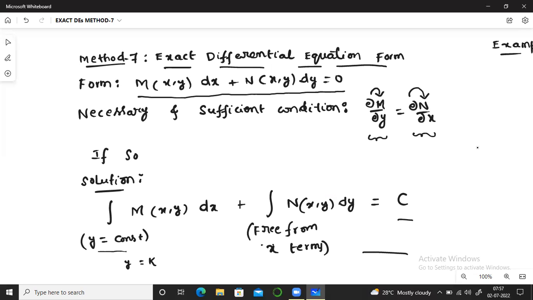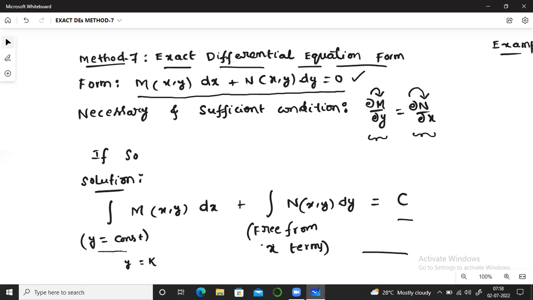Once the given differential equation is available in this form, you calculate dou M by dou y, you calculate dou N by dou x, and you check whether both are equal or not. If both are equal, then the solution is simple, because it comes under exact form. If it is non-exact, then that is a different case. Actually, we have to convert it into exact, then we will apply the solution. That is a different case that we will see later on.